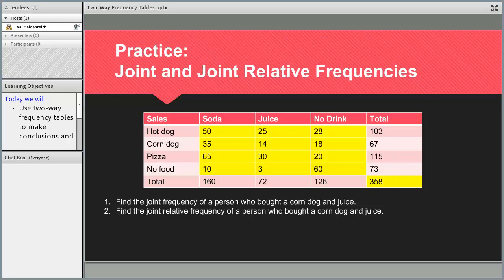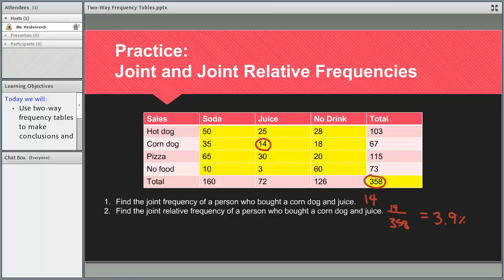Okay, so hopefully you've tried this out and you found that the joint frequency of buying a corn dog and juice was 14. But then to find the joint relative frequency, you had to divide that 14 by 358. So 14 divided by 358 comes out to about 3.9%. And you're going to find that a lot of these percentages for your joint relative frequencies are small in a lot of cases because you're comparing it to the total number of people in the entire situation.